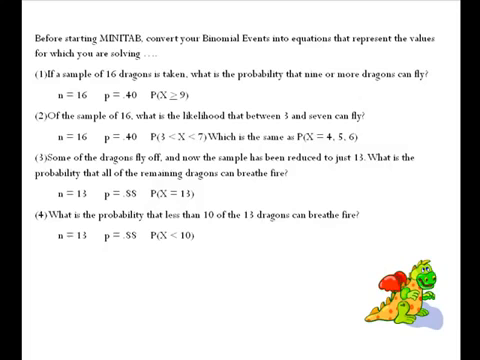And then lastly, what's the probability that less than 10 of the 13 can breathe fire? You know from number 2 above, when I'm saying less than 10, then I want to know what's the probability that 9, 8, 7, 6, 5, 4, 3, 2, 1, 0 can breathe fire. So let's go ahead and open up Minitab and I'll show you how to put this stuff in.